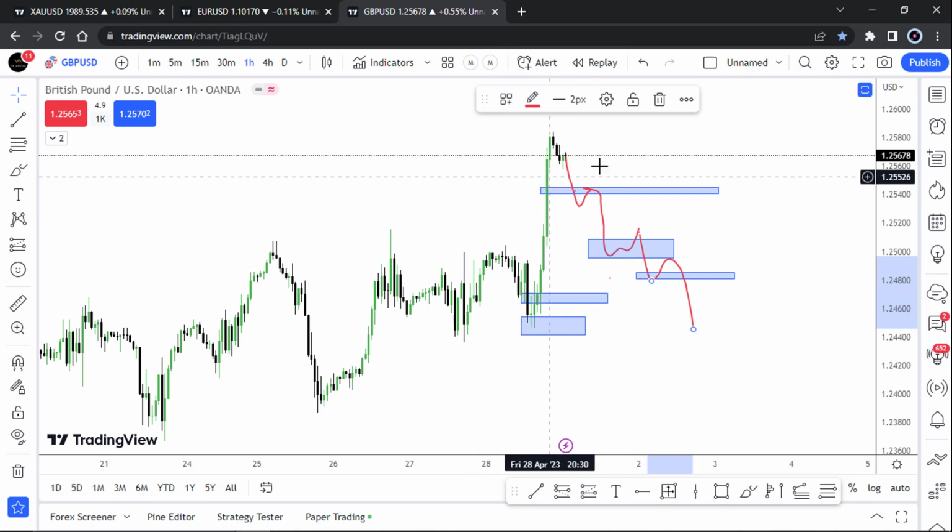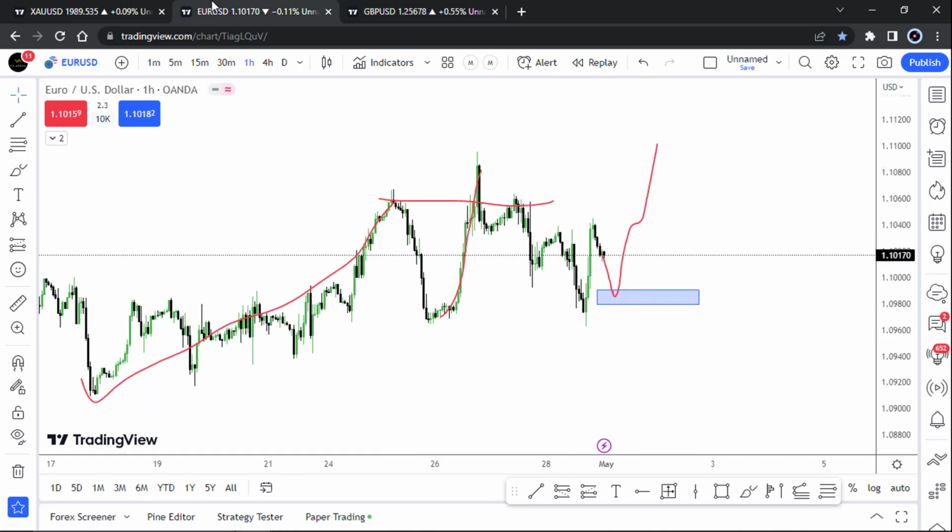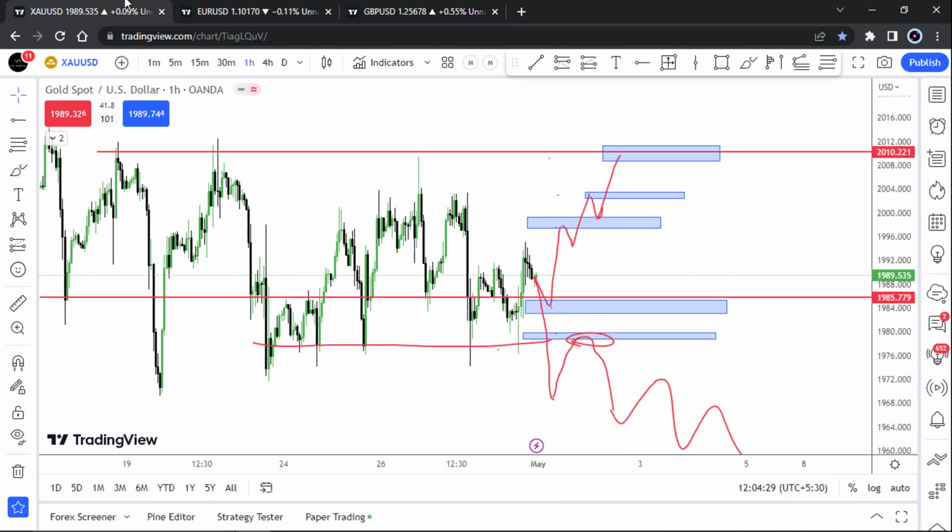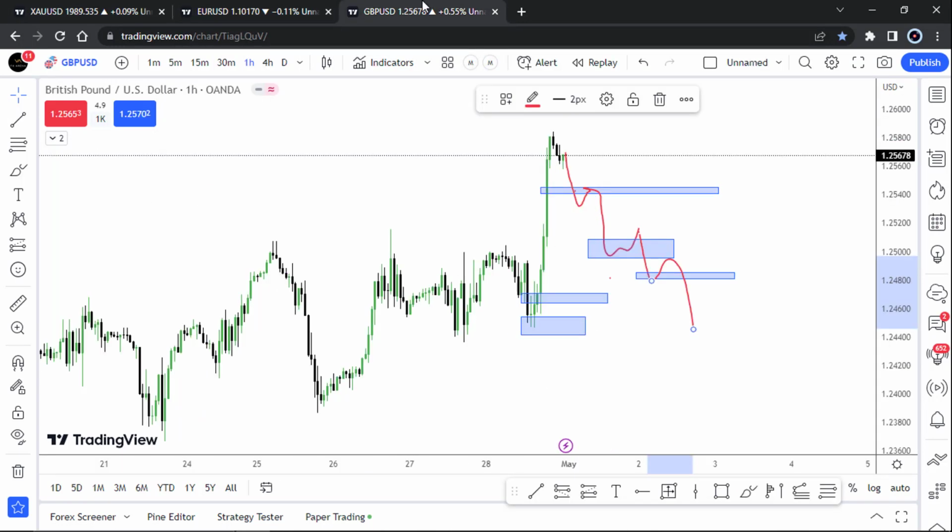So that's what I can see in these 3 trading setups as a main large scale move. So let's see what's going to happen. I'll update with more day trading setups in the upcoming weeks. So let's see what's going to happen.